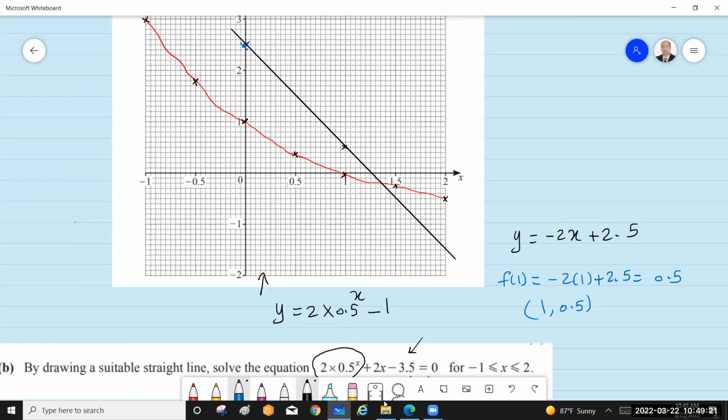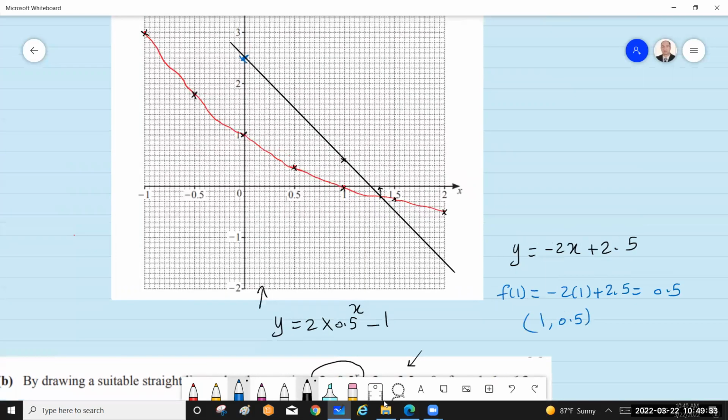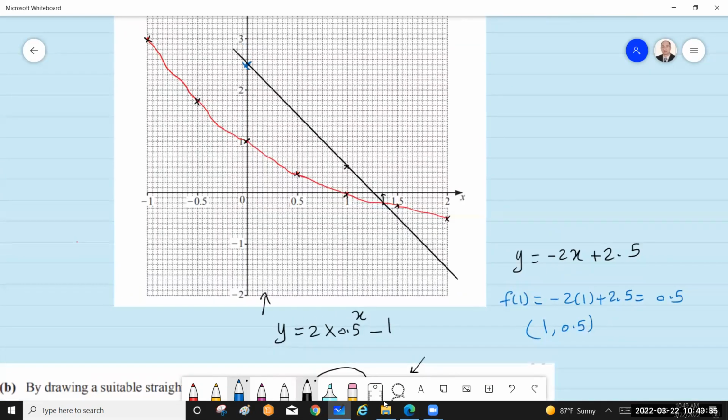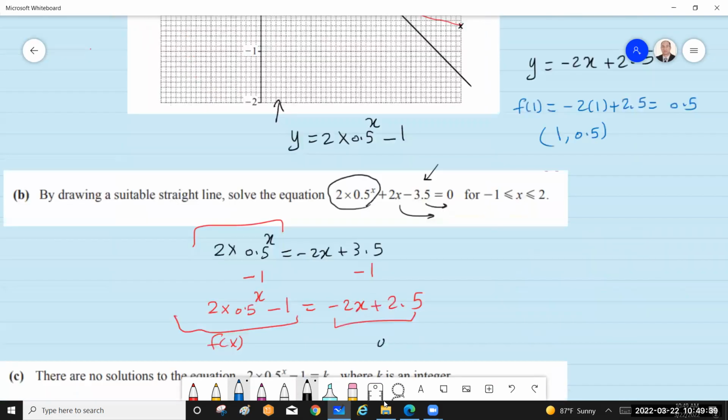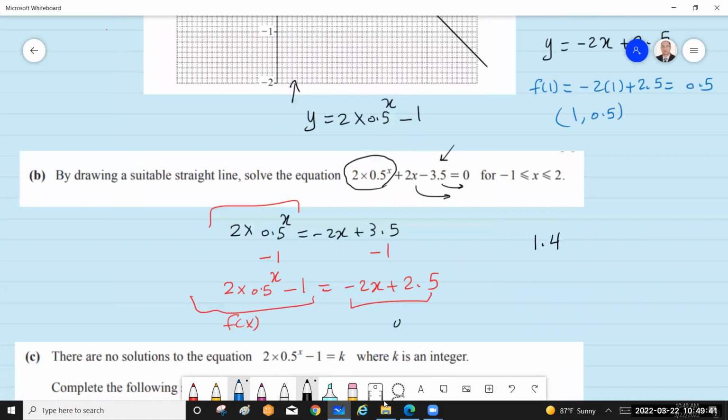So the line intersects with the curve at some point here. This point is the solution. This point is approximately 1.4, something like that. You know, the intersection of two curves is a common solution of them. Just I moved this small point a little bit far away. Maybe 1.4, I think is correct. So the answer here, 1.4. Solution of this point is 1.4.